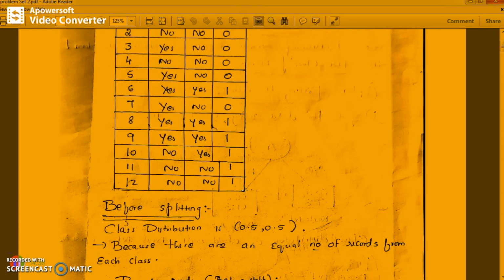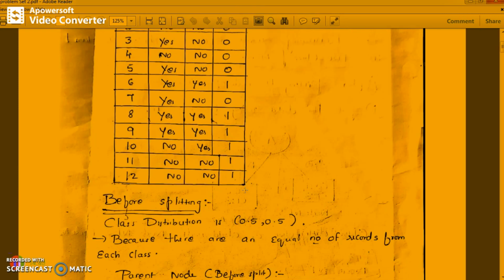So that is what I have written here: the class distribution. What is class distribution? 50% of the records are belonging to class 0 and the remaining 50% of the records are belonging to class 1. This is the class distribution we have, and I've written it on the scale of 0 to 1, so 0.5 and 0.5.